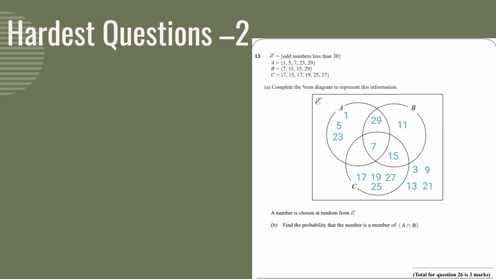Now, a number is chosen at random from the set. Find the probability that the number is a member of A and B. So our two numbers are 29 and 7. And out of the whole set, because it's from the set, we've got 15 individual numbers. So the probability that the number is a member of A and B will be 2 divided by 15.